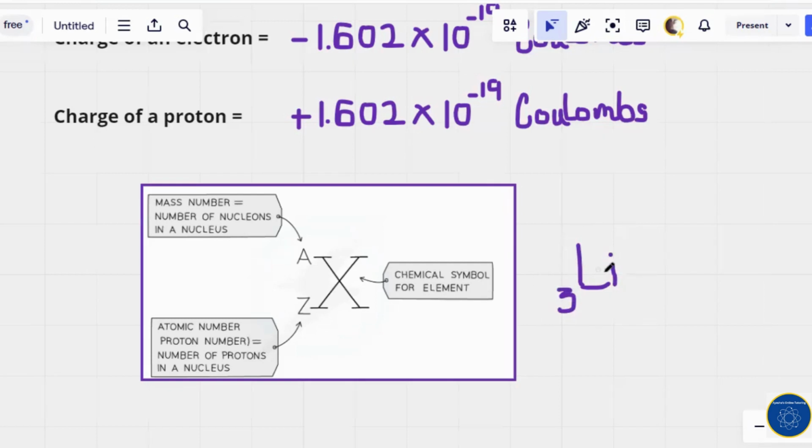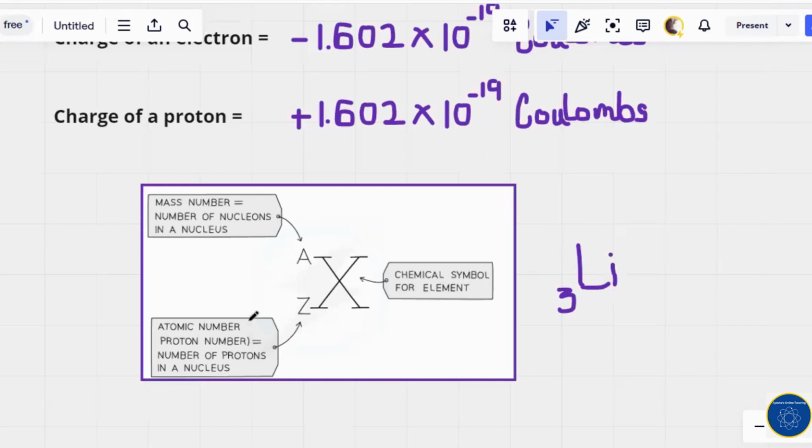So if it has the atomic number 3, it indicates that a neutral lithium atom has 3 protons and 3 electrons. So atomic number is equal to the number of electrons as well as the number of protons present in the neutral atom of an element.